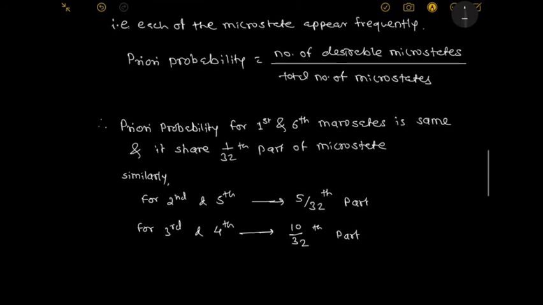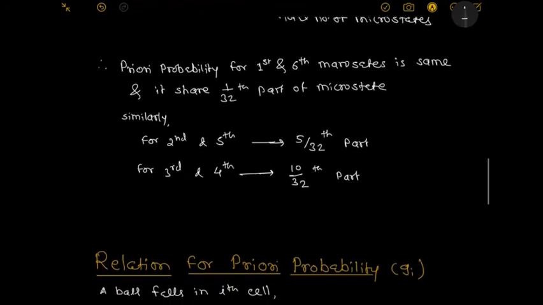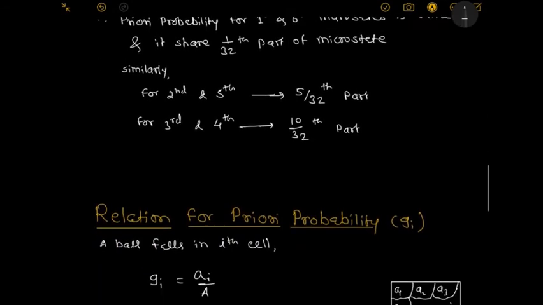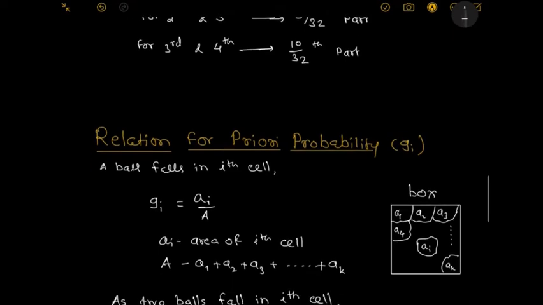Next, we find the relation for a priori probability. For that, we consider a large box. That box is divided into a number of cells, each cell having area A1, A2, A3 up to the kth cell. The kth cell area is Ak. All cells have the same volume.